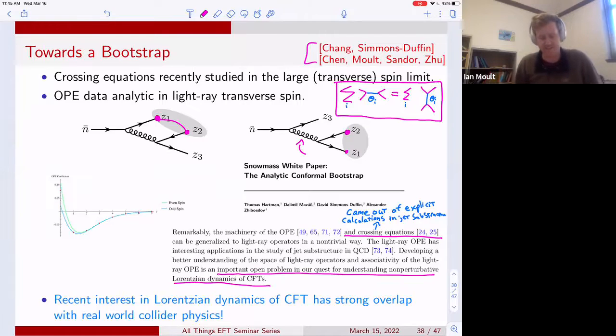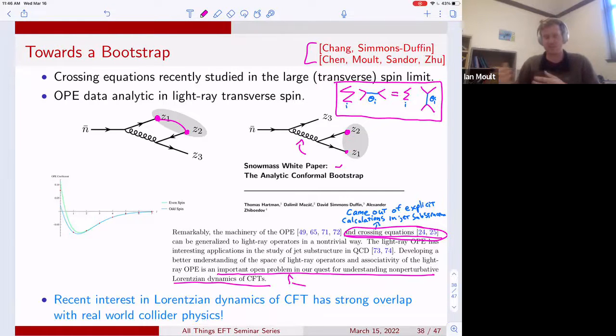And the thing that's quite exciting is this is also of interest to the conformal field theory community. So I just took this from a recent SNOWMASS review. In particular, one really wants to understand the non-perturbative structure of these Lorentzian observables in conformal field theory, which is just a fancy way of saying one wants to understand jets. And it's quite nice, I think, that some of these objects, for example this crossing symmetry shown here for these light ray operators, really came out of performing these explicit calculations of these jet substructure observables.